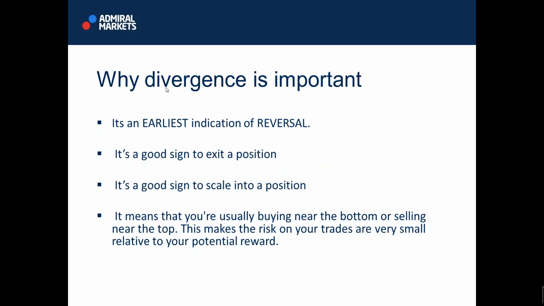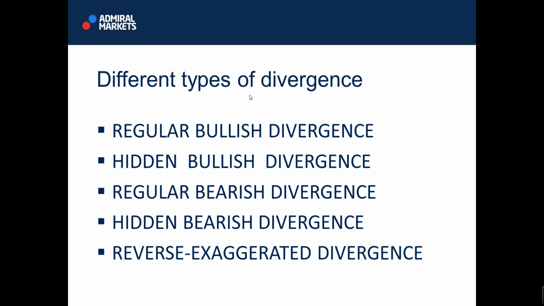So, different types of divergence. We have regular bullish divergence, hidden bullish divergence, regular bearish divergence, hidden bearish divergence, and reverse or exaggerated divergence. You have probably never heard of reverse or exaggerated divergence because not many people know about it, and I will explain what this is. Usually we use regular and hidden, but reverse exaggerated is something new, right?